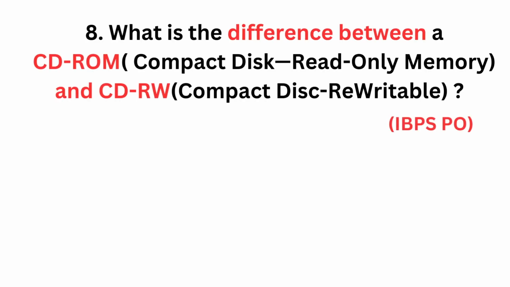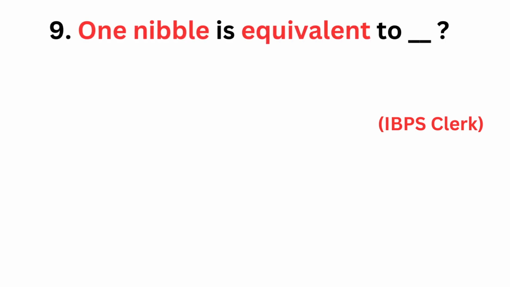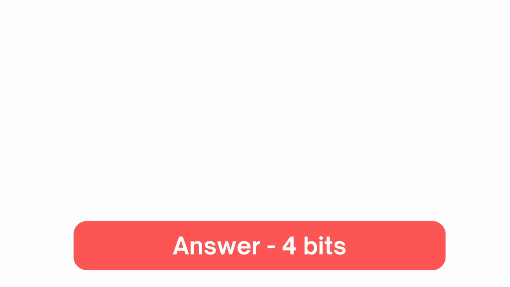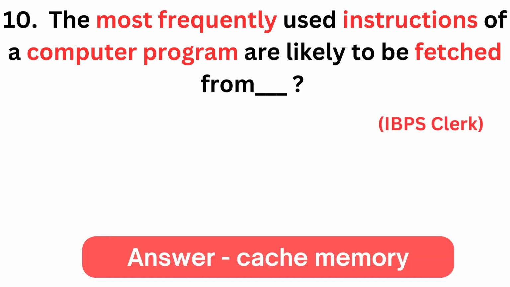What is the difference between a CD-ROM, compact disk read-only memory, and CD-RW, compact disk rewritable? A CD-RW can be written to but a CD-ROM can only be read from. One nibble is equivalent to what? 4 bits. The most frequently used instructions of a computer program are likely to be fetched from what? Cache memory.